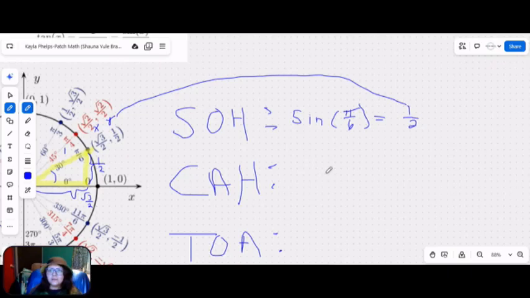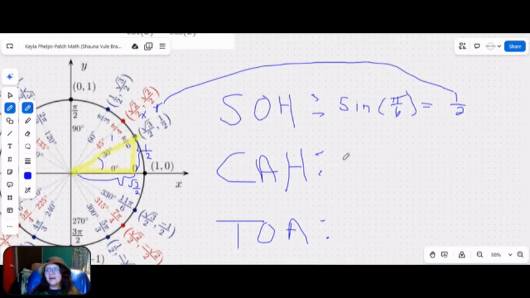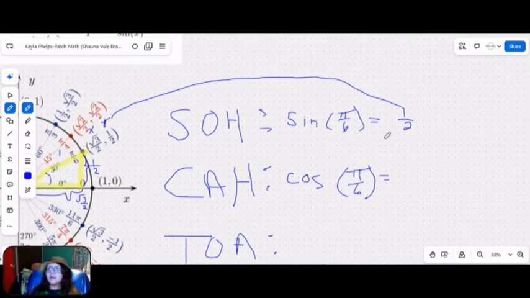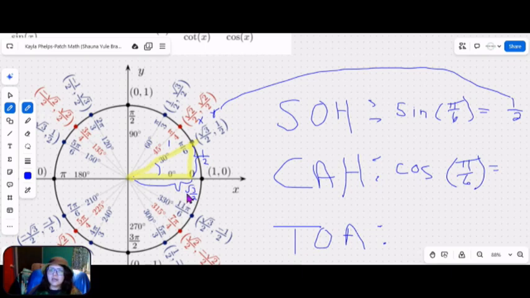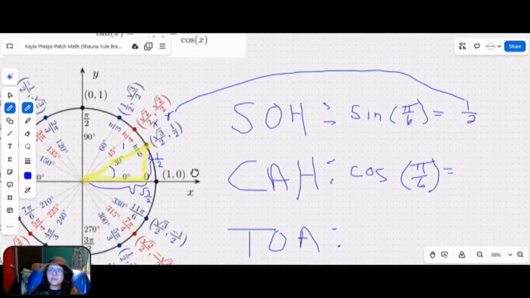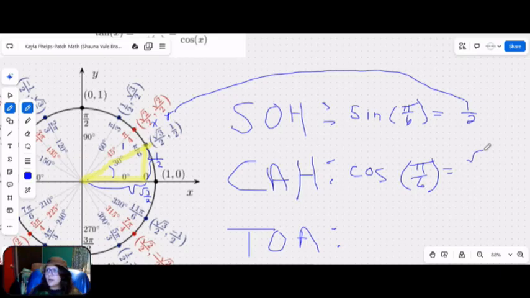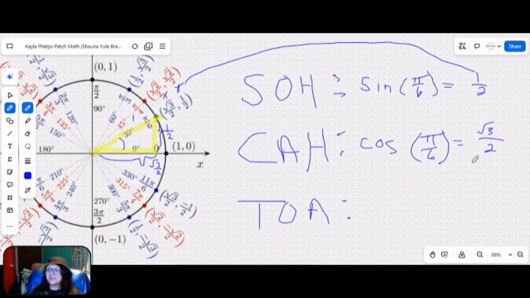All right. Now let's go ahead and apply CAH. CAH is cosine. Cosine of pi over 6. We can apply that CAH. Now that's adjacent over hypotenuse. Adjacent is the side length that touches our angle. In this case, square root of 3 over 2. Our hypotenuse is still 1. Super important. Our hypotenuse is still 1, and so that is square root of 3 over 2.